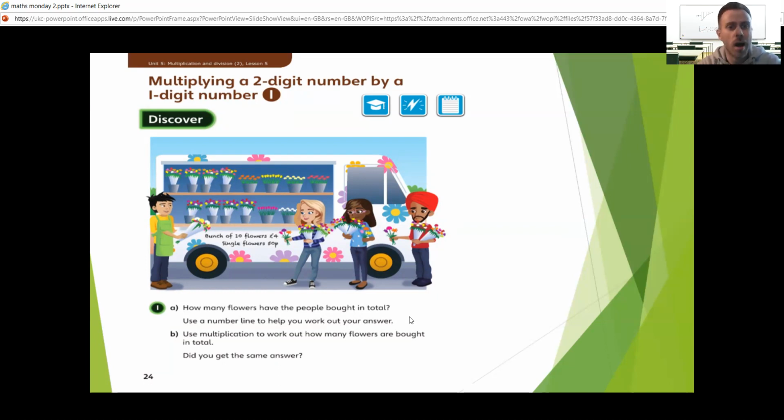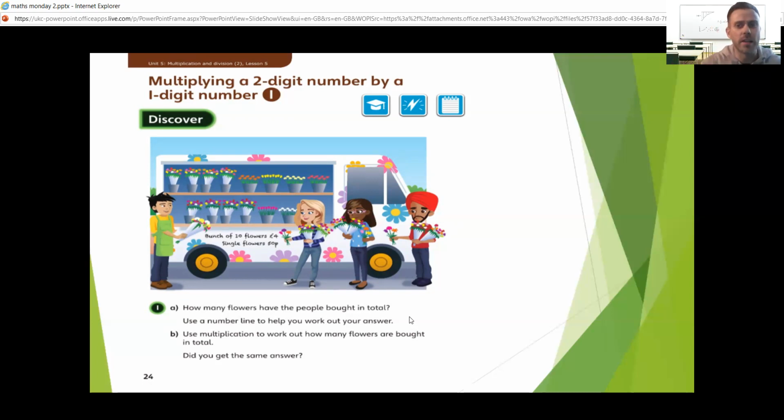It looks like we've got a flower salesman with a big truck filled with flowers. And it says on there, if we look closely, bunch of 10 flowers is £4. Single flowers are 50p. That's the information we've got. So for 1A, how many flowers have the people bought in total? Use a number line to help you work out your answer.